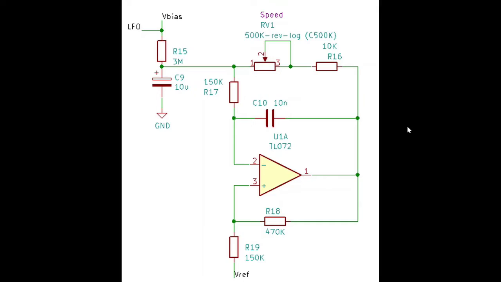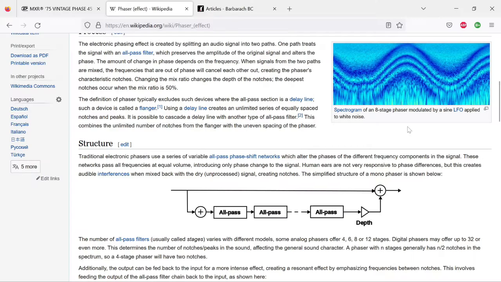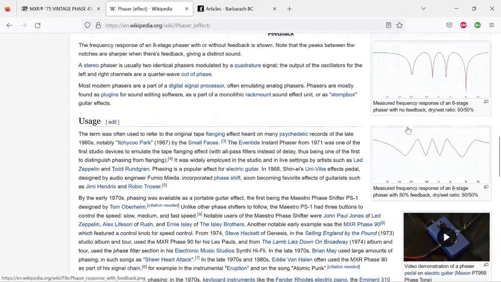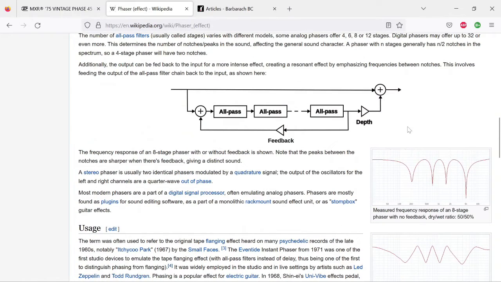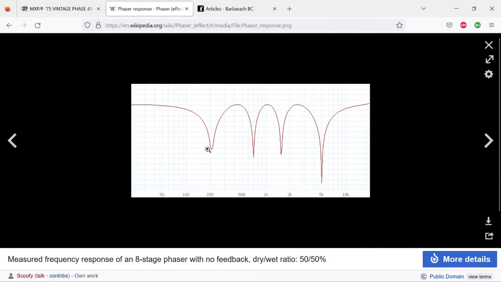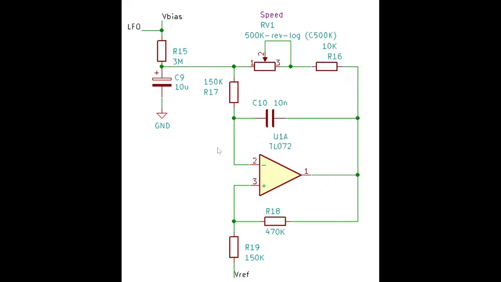So if I go back to this diagram here, there is a diagram of what these stages actually do in frequency response. They create this kind of a notch where these frequencies cancel out. So input dry signal and wet signal. And what we want to do is move this notch left and right in the frequency domain. So we go higher frequency, lower frequency.